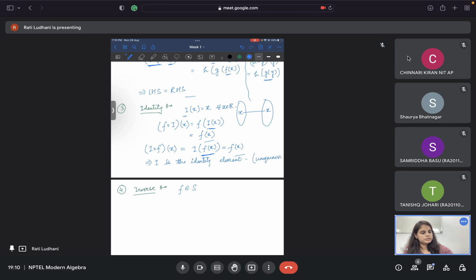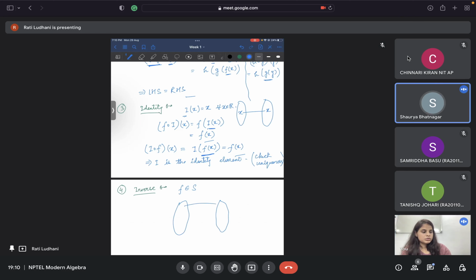Just tell me. Probably no. Sorry? Most probably no. Can you think of some example? Simple example, if you can give. For identity, inverse is 1 by x and 1 by 0. No.